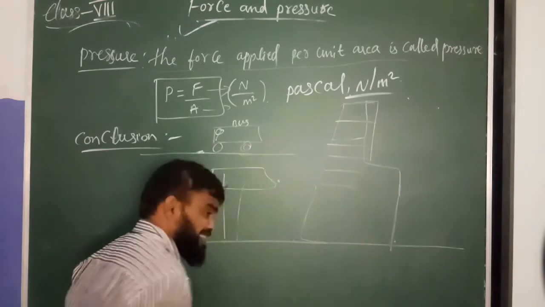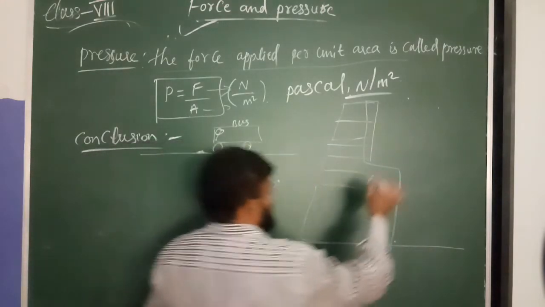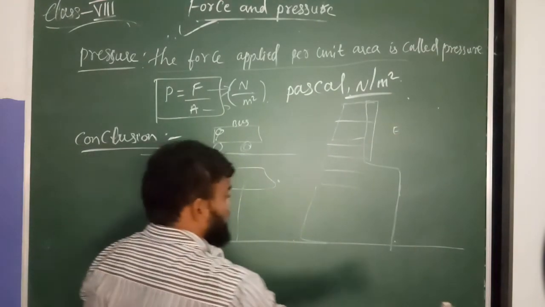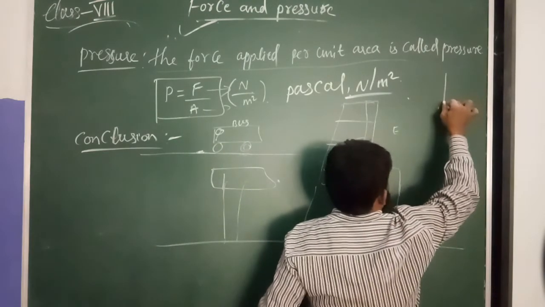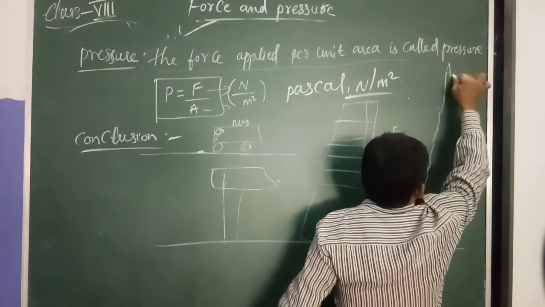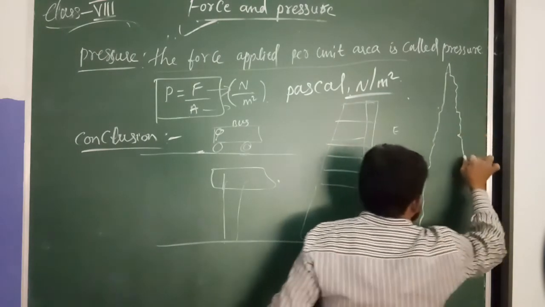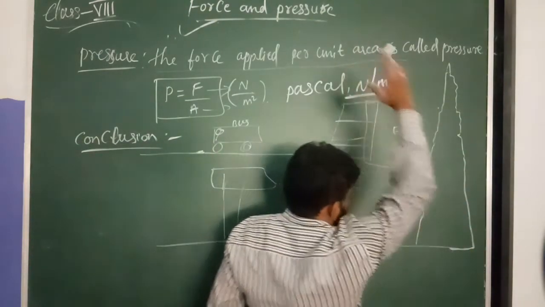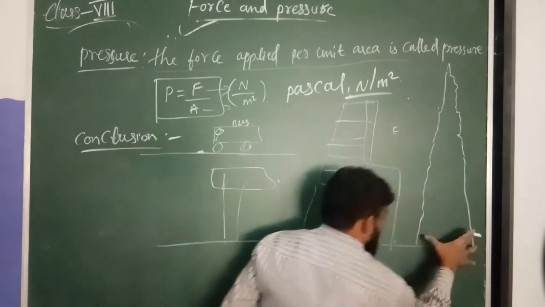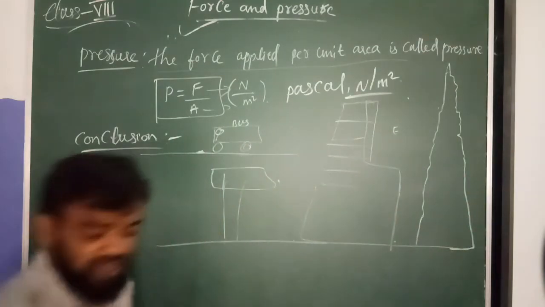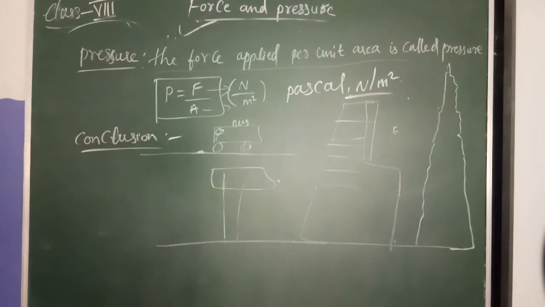Just for example, take the Burj Khalifa building. Assume the base of the building is spread out like that. You see here. The building is like that, because the height of the building is maximum, but the base is expanded. The base is taken broadly. Why? Because the building should not shift. Because of that they take the base broadly.